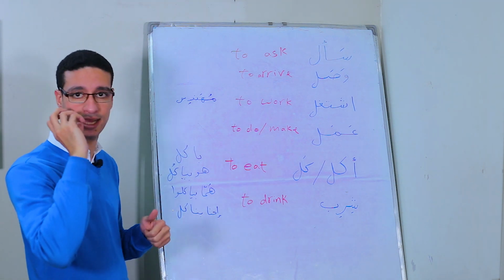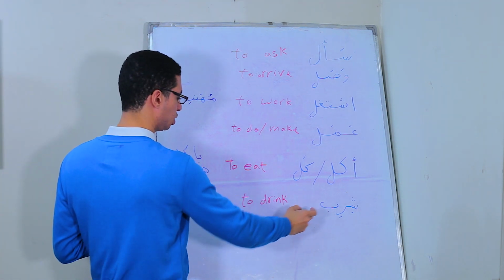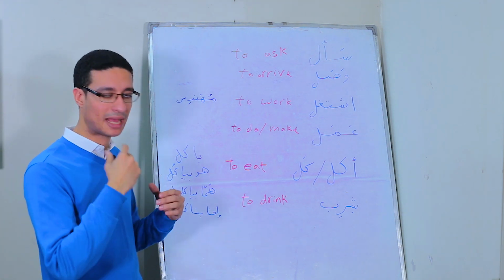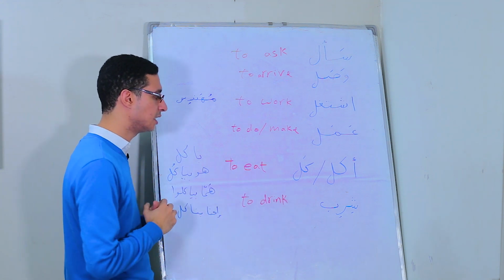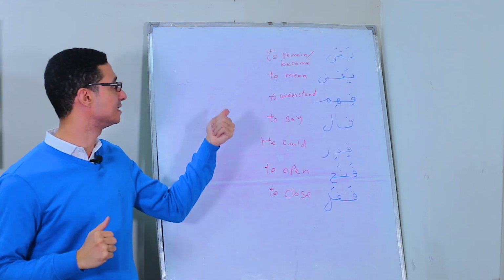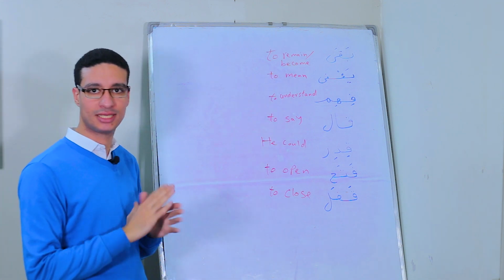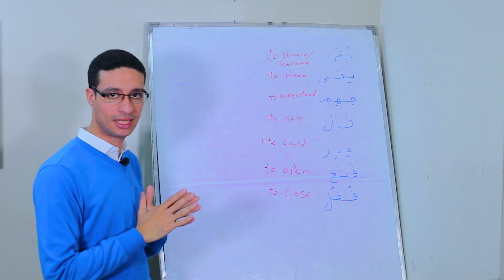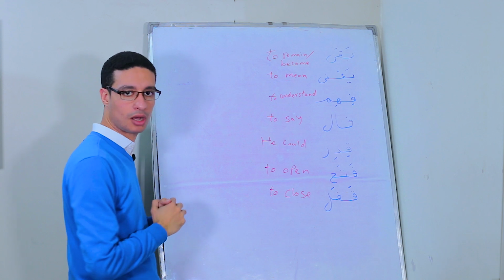شرب, it means he drank, okay, in the past of course. And to drink, so يشرب, هو بيشرب, هي بتشرب, أنا بشرب, هم بيشربوا, means they drink. The next one is بقى, and this one is actually used a lot and it has different meanings actually, but the meaning that's used the most is to become.